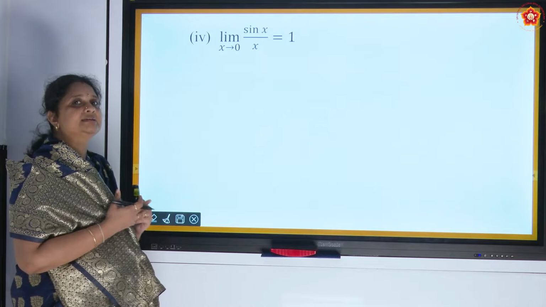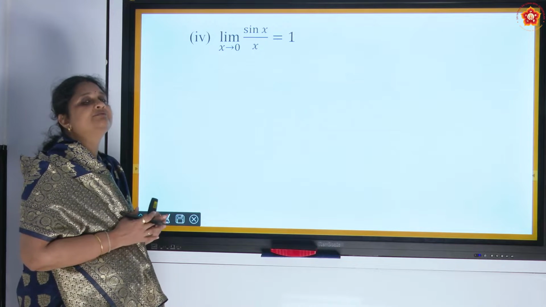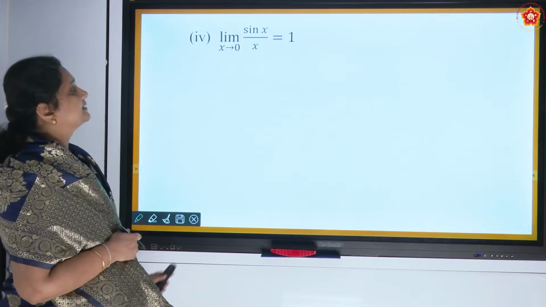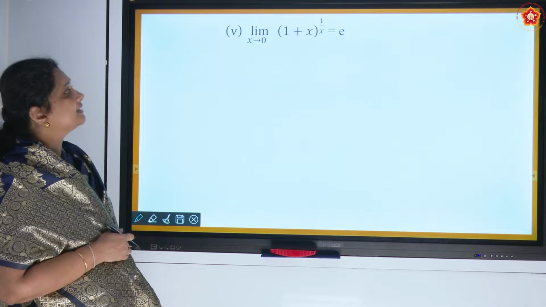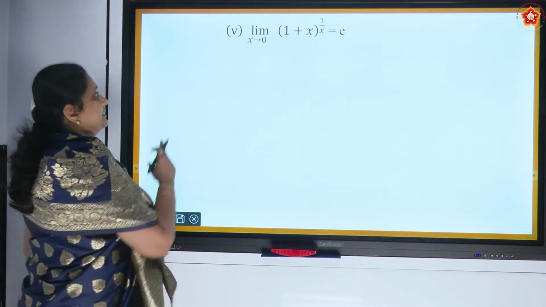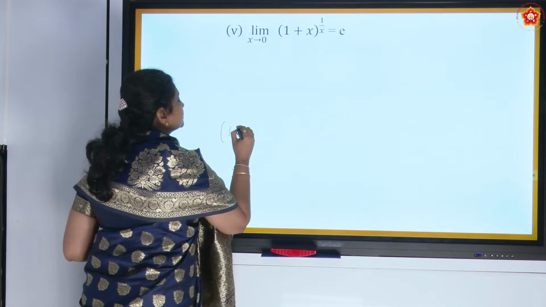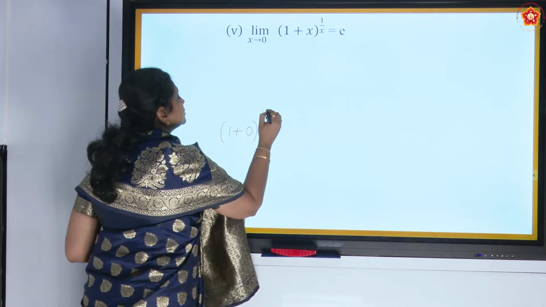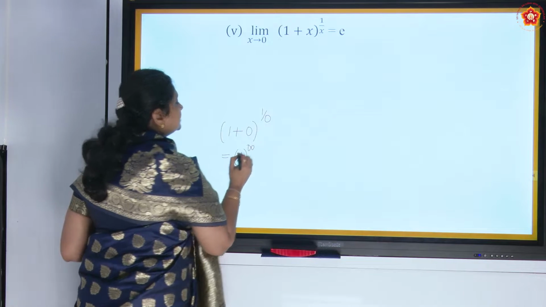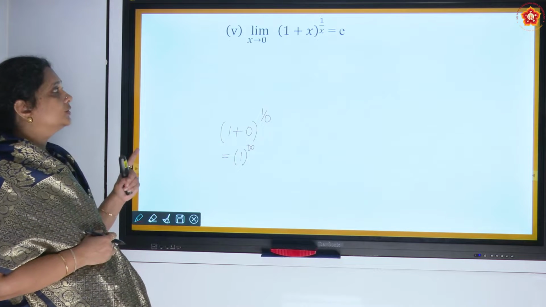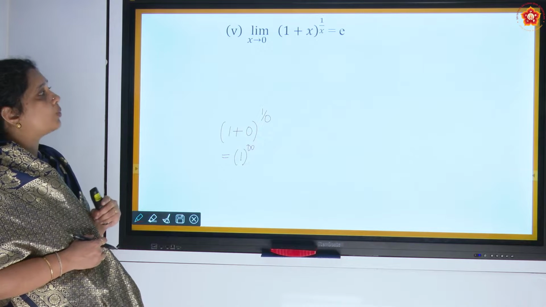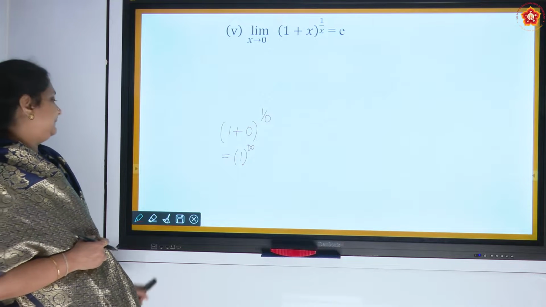Okay, your book has these results. You can go through it and see if you are able to understand how these limits have been evaluated. Okay, so the next special limit is limit x tending to 0, (1 plus x) the whole raised to the power 1 by x. So what happens? 1 plus 0, the whole raised to the power 1 by 0. That is, anything raised to the power infinity is not going to be determined. So this is again a special value. So (1 plus x) the whole raised to the power 1 by x is equal to e.